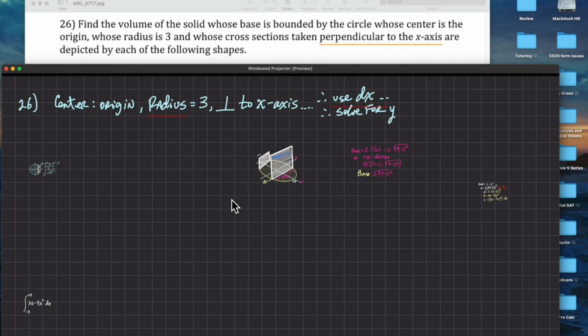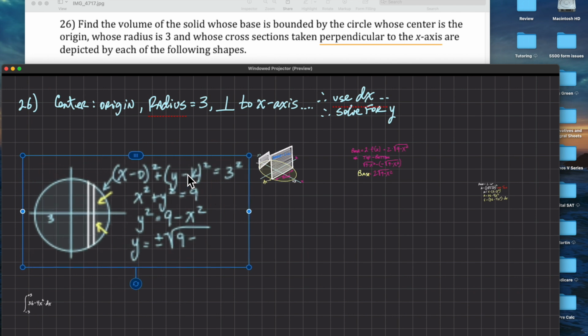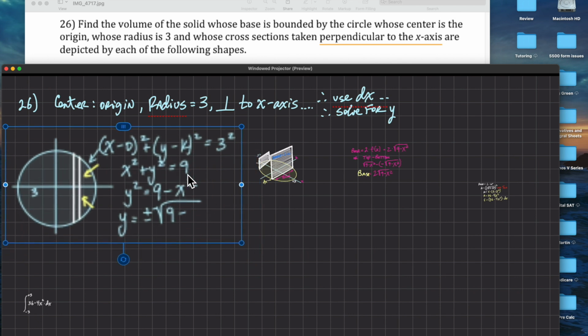Next, we are asked to find the volume of a solid whose base is bounded by a circle with the center at the origin and a radius of 3. And again, we're going to use cross sections perpendicular to the x-axis, and we are going to look at various shapes, perhaps. Okay, first thing you want to do is draw a diagram of this radius and put in the base. So let's go ahead and do that.